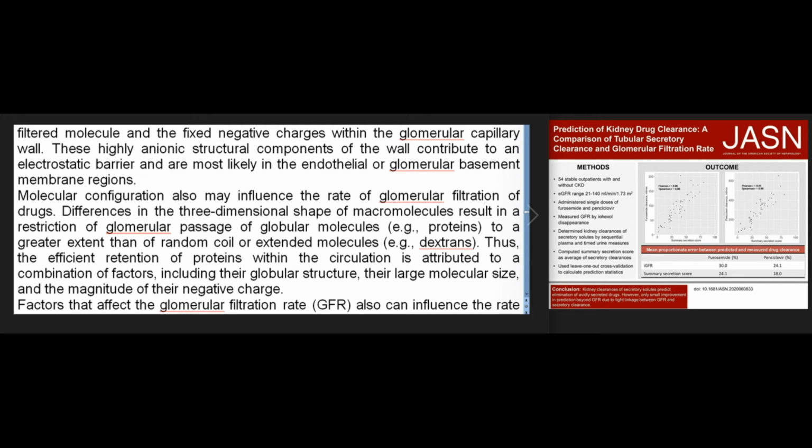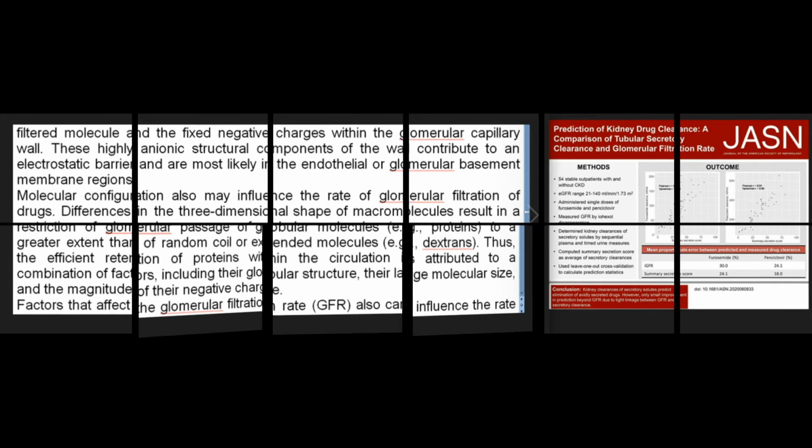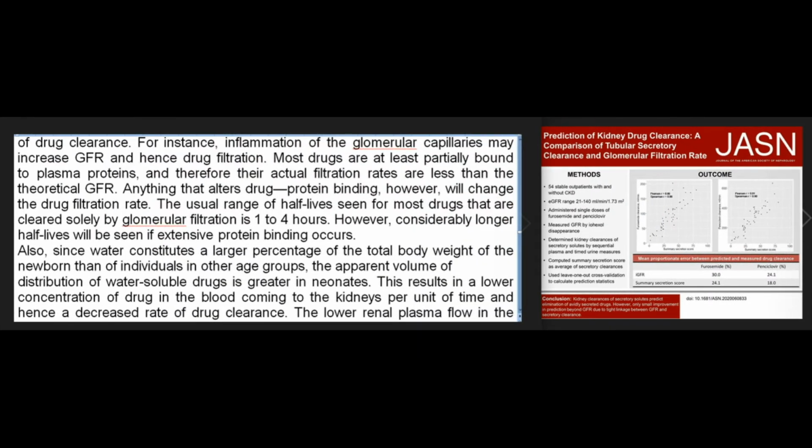Factors that affect the glomerular filtration rate, GFR, also can influence the rate of drug clearance. For instance, inflammation of the glomerular capillaries may increase GFR and hence drug filtration. Most drugs are at least partially bound to plasma proteins, and therefore their actual filtration rates are less than the theoretical GFR. Anything that alters drug protein binding, however, will change the drug filtration rate. The usual range of half-lives seen for most drugs that are cleared solely by glomerular filtration is 1 to 4 hours. However, considerably longer half-lives will be seen if extensive protein binding occurs.